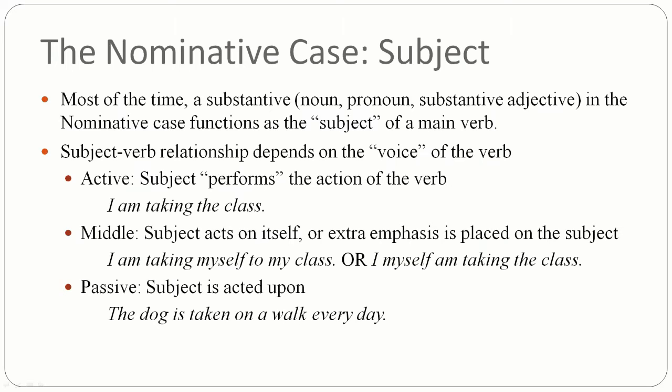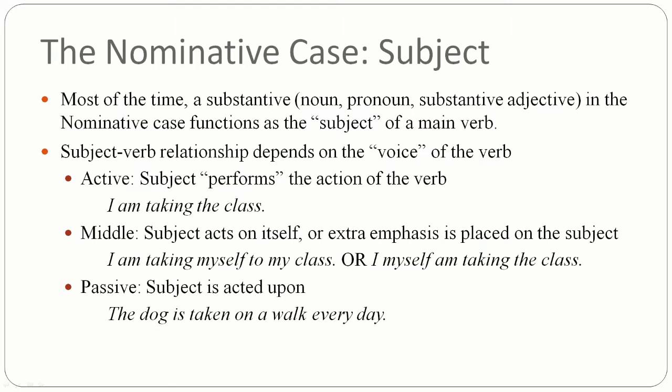Okay, it's in the active voice that the subject is performing the action of the verb. Example, I am taking the class. I am the one who's doing the taking. But then you have these variations, okay? In the middle, the subject is performing the action, but it's performing the action on itself. Okay, I am taking myself to my class, or I myself am taking the class.